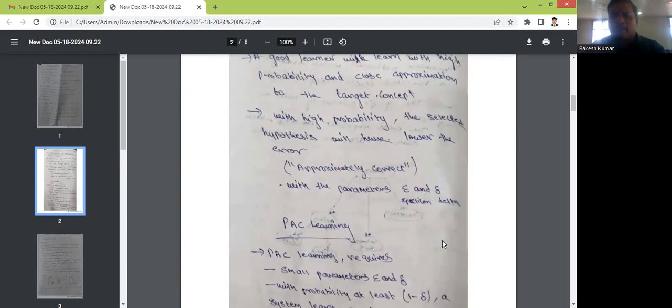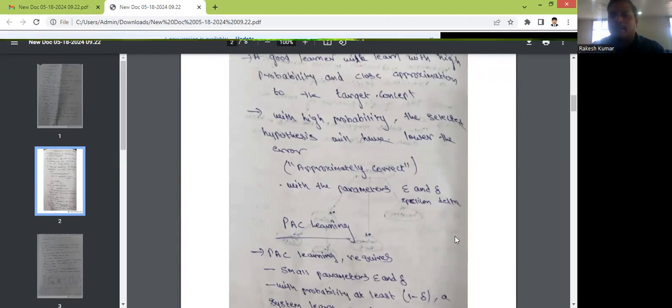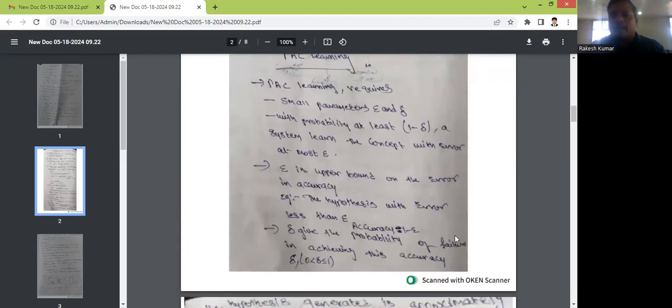So here we call it approximately correct with the parameters. Here we can see epsilon and delta. PAC learning requires small parameters, epsilon and delta, with probability at least 1 minus delta. A system learns the concept with some error. Here epsilon is the upper bound on the error: the hypothesis with error less than epsilon, so accuracy is 1 minus epsilon. Delta gives the probability of failure in achieving this accuracy.